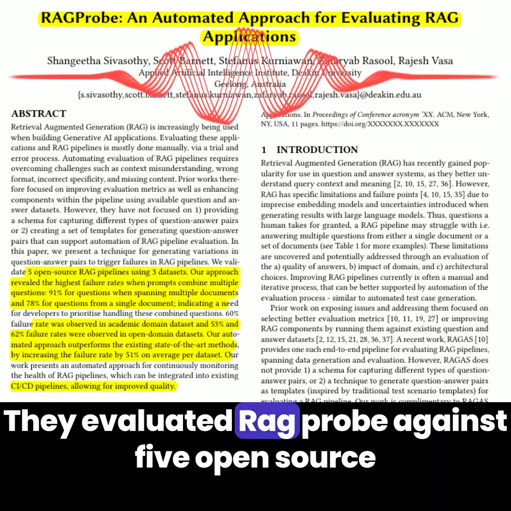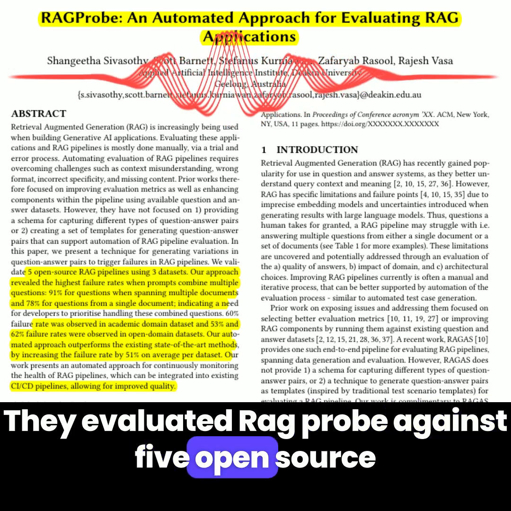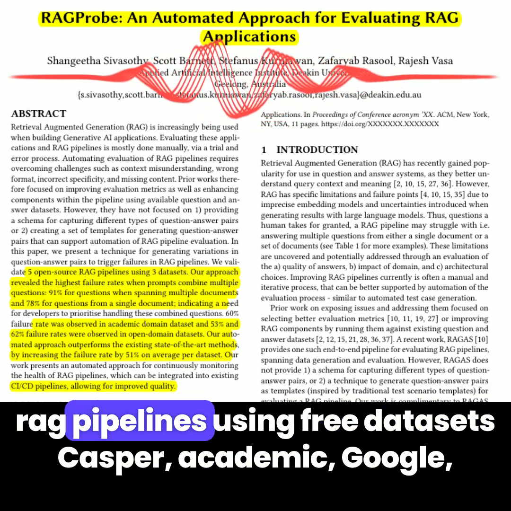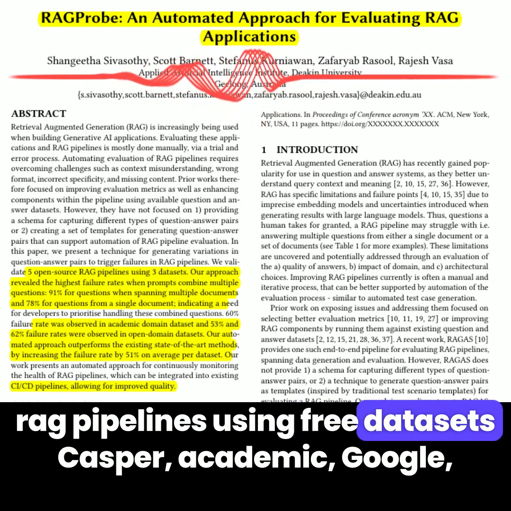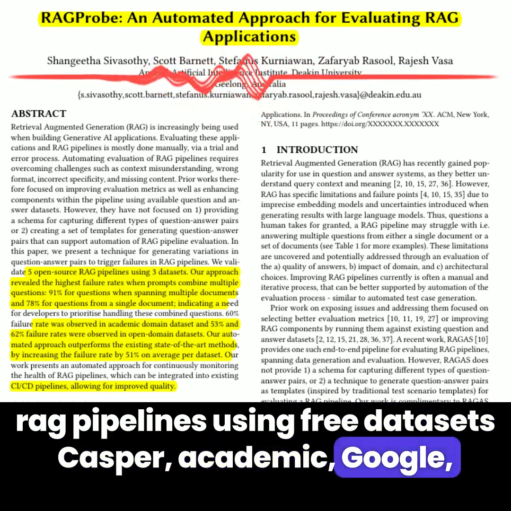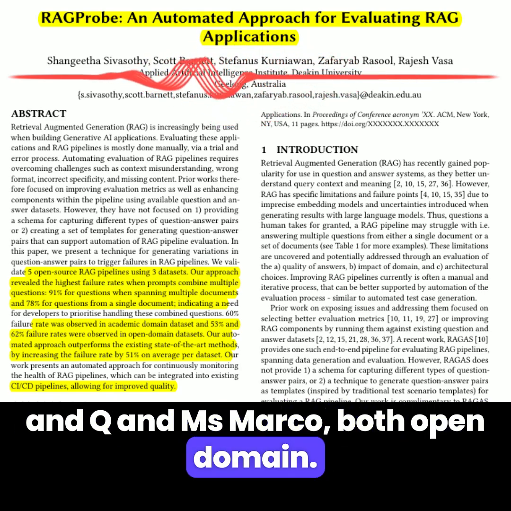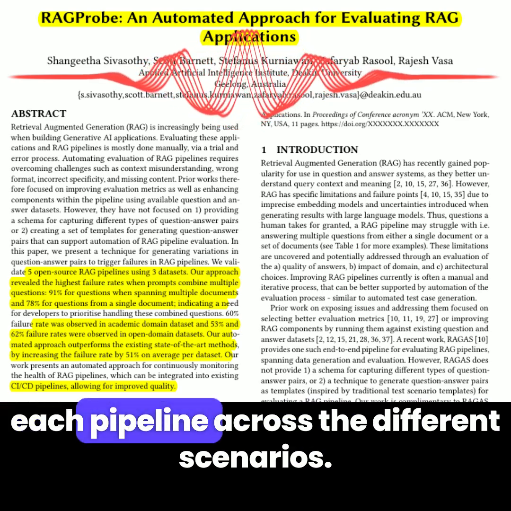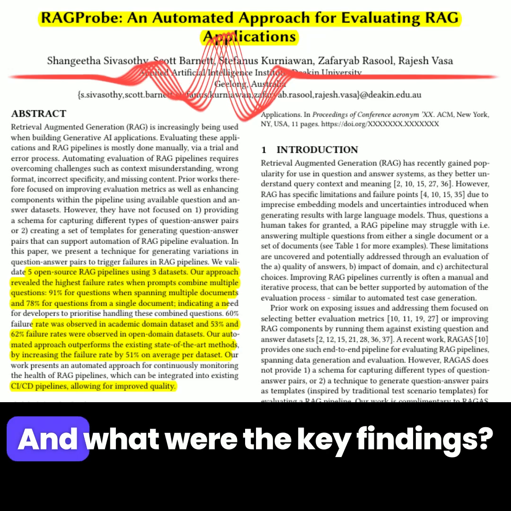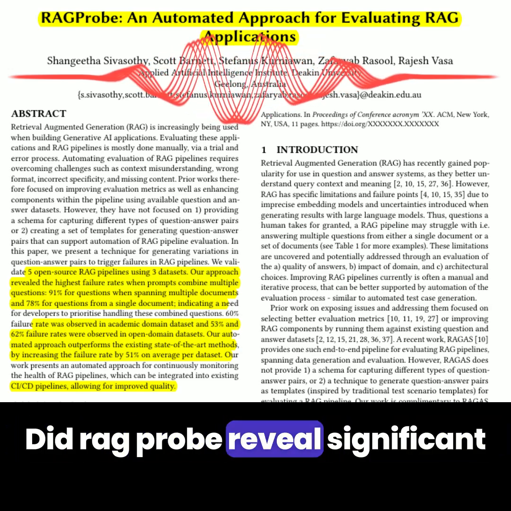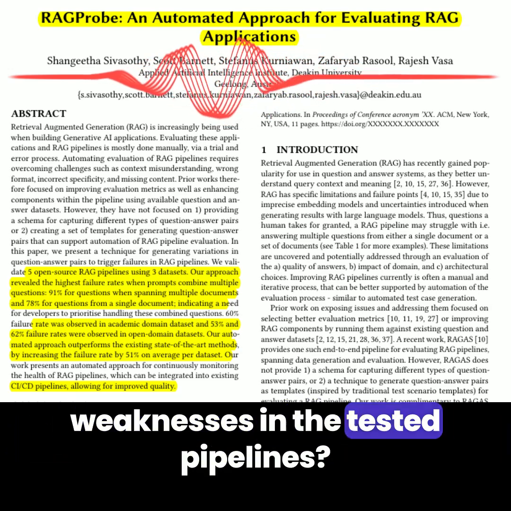They evaluated RAGProbe against 5 open-source RAG pipelines using 3 datasets: Cosper, Academic, Google NQ, and MS Marco, both open domain. They measured the failure rate of each pipeline across the different scenarios. And what were the key findings? Did RAGProbe reveal significant weaknesses in the tested pipelines?